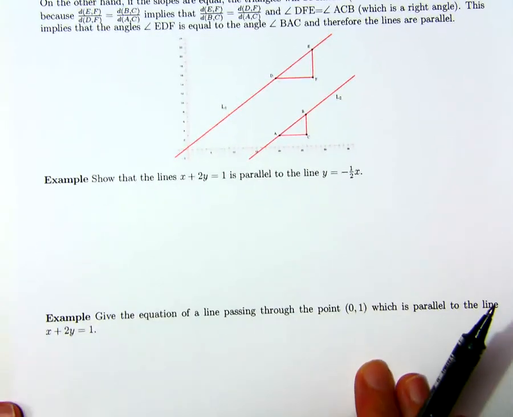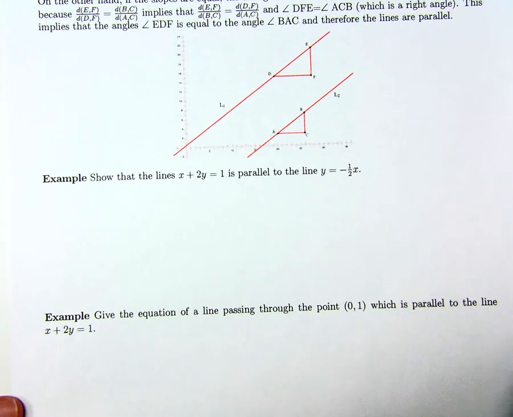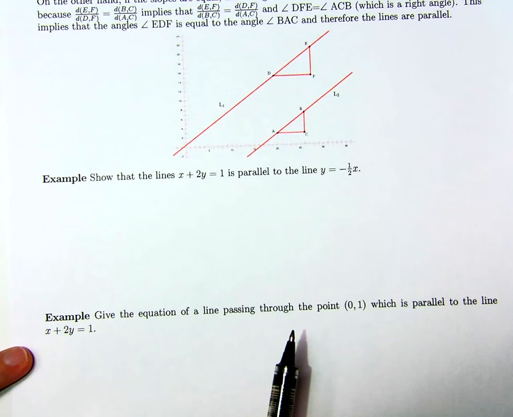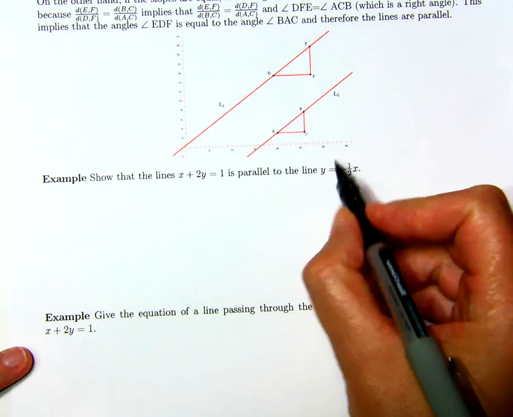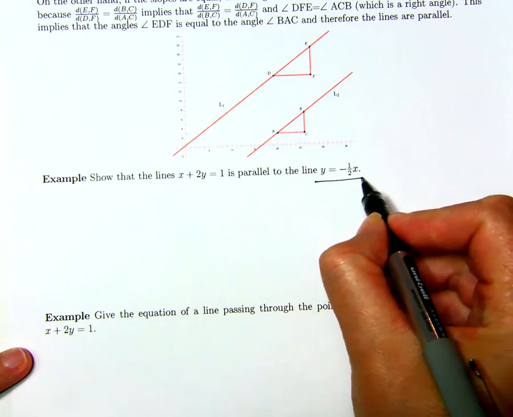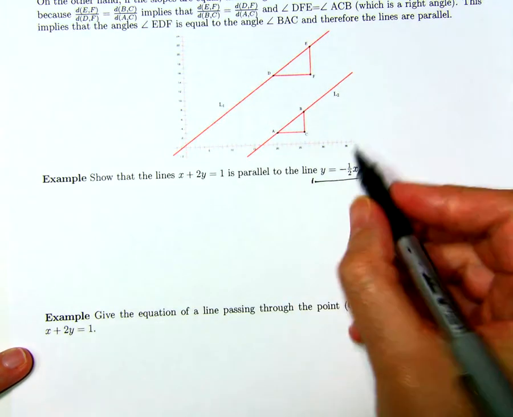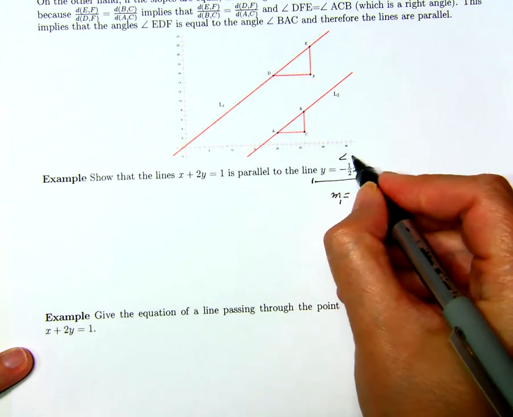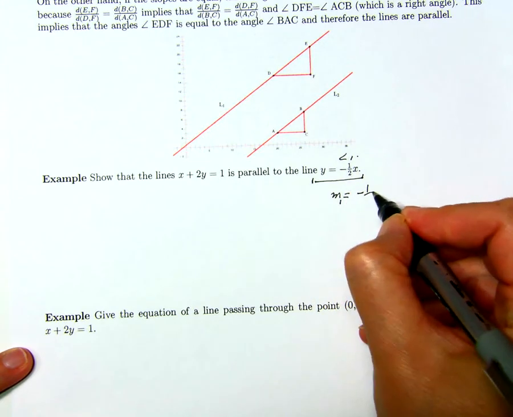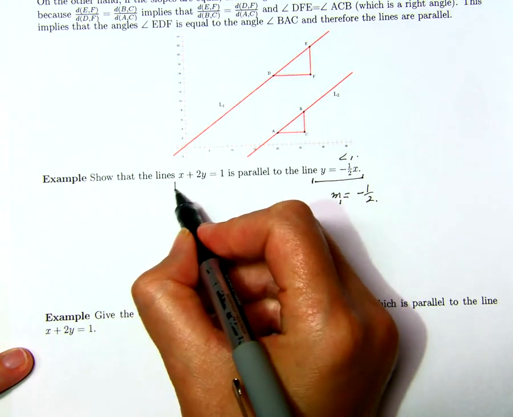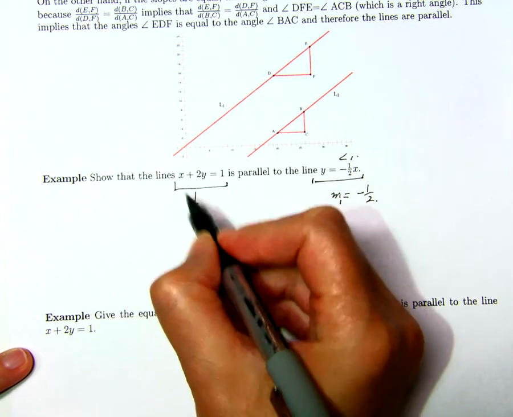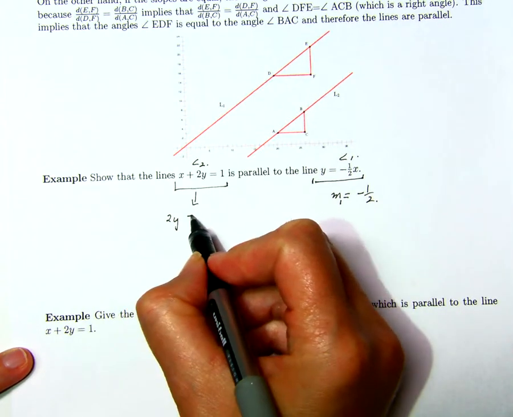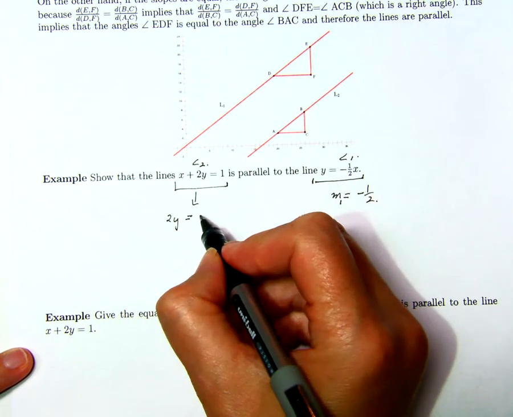If you want to show that two lines are parallel, then all you need to do is show that they have the same slope. And suppose I take these two lines and I want to figure out if they're parallel. Then I have the slope of this one, let's call this one L1, is -1/2. And to figure out the slope of this one, let's call it L2, I'm going to put it in slope-intercept form. So I'll bring everything but the y's to one side.